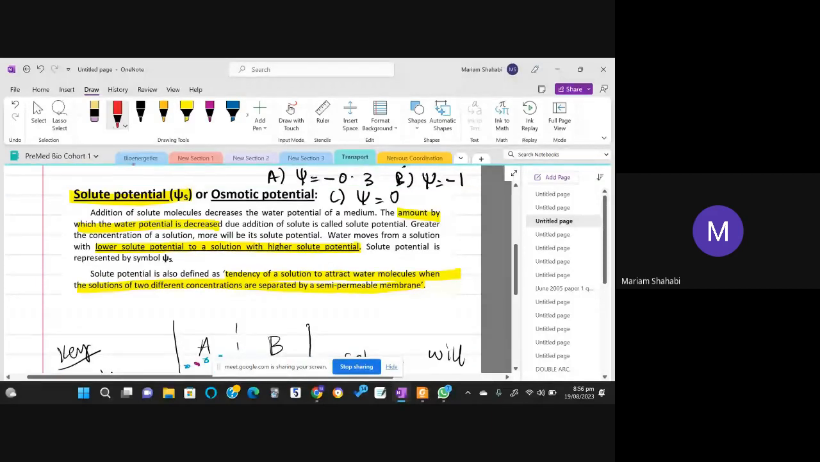For example, मेरे पास एक I just had a beaker of water and the water potential is 0. I added a solute to it, and उस solute को डालने के बाद उस solution का जो water potential है वो decrease हो गया, वो change हो गया to a value, let's say minus 1.7. So can someone tell me what the solute potential should be based on this definition?